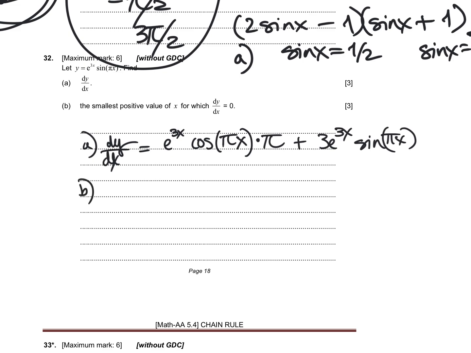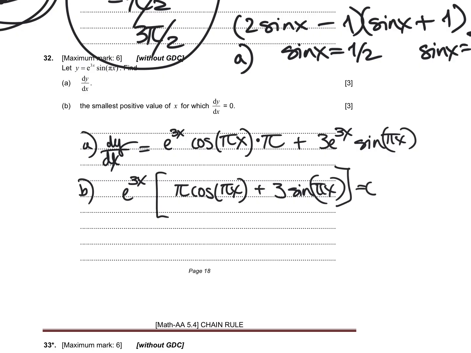Now b, find the smallest possible positive value of x for which dy dx is 0. Okay, this is without graphing calculator. So first of all, we can factor out an e to the 3x. And then on the inside, we're going to have pi cosine pi x plus 3 sine pi x equals 0. Now, this e to the 3x is never 0, so there's no solution for that.